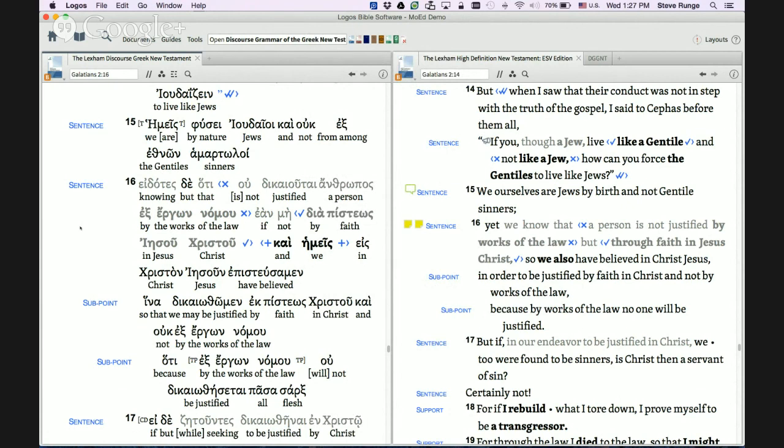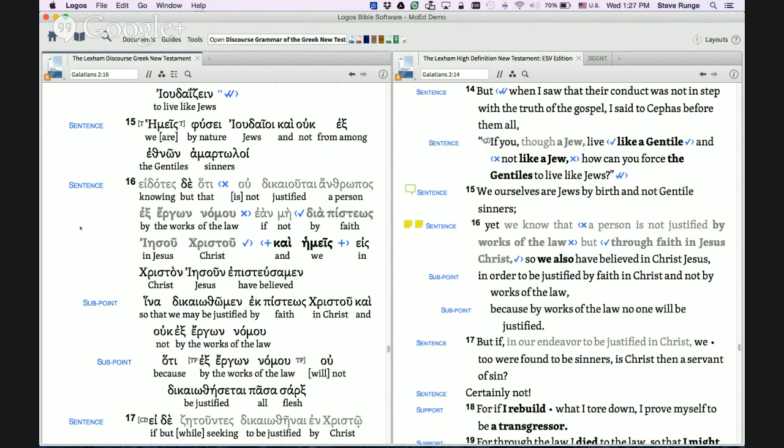It ends up with two equal statements, two main statements about we know this and we also have believed, and that's where you end up with a contradictory statement if you don't take it as a partial exception, because on the one hand he's saying a person is justified by works of the law when faith is present, and we also have believed in order that we'd be justified by faith in Christ, not by works of the law.